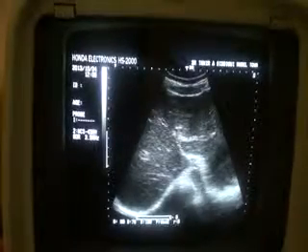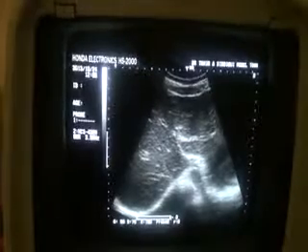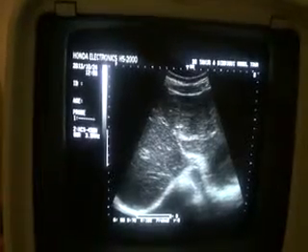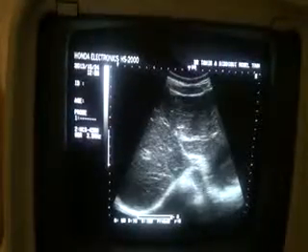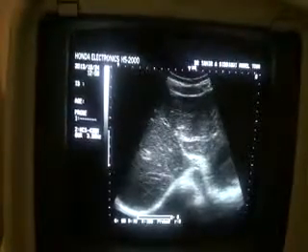So this is a case of malignant ascites due to a mass in the endometrial canal in a 55-year-old postmenopausal female.